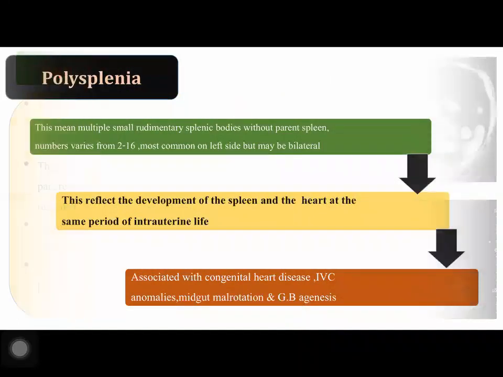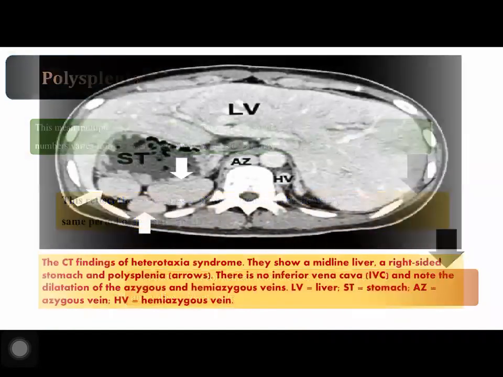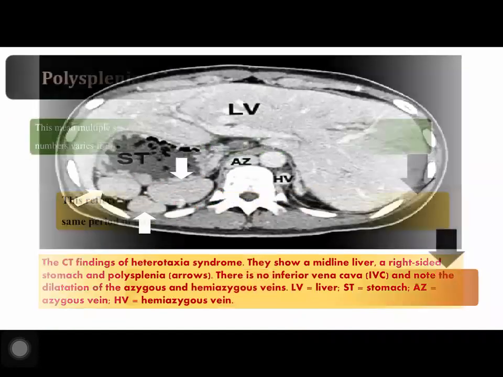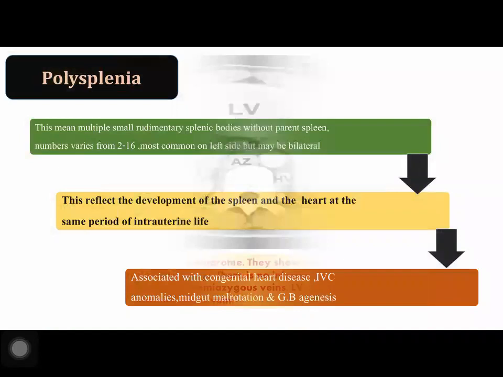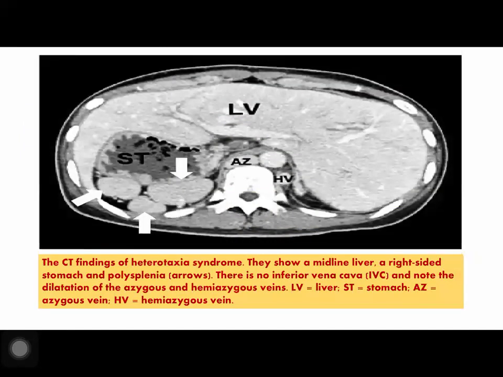According to polysplenia, there are multiple rudimentary bodies. Most commonly they occur on the left and may occur bilaterally. The number is 2 to 16, and it is associated with many congenital heart diseases, inferior vena cava abnormality, gallbladder agenesis, and other abnormalities.